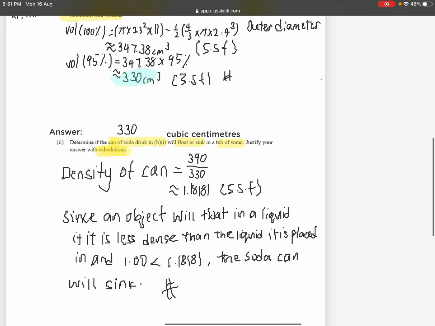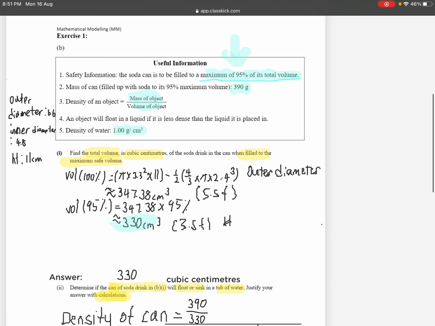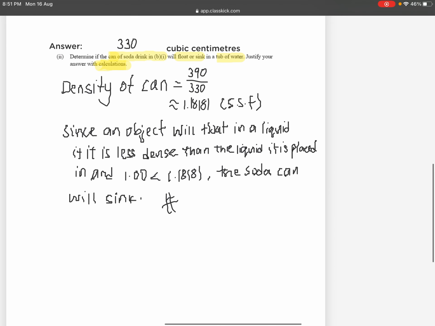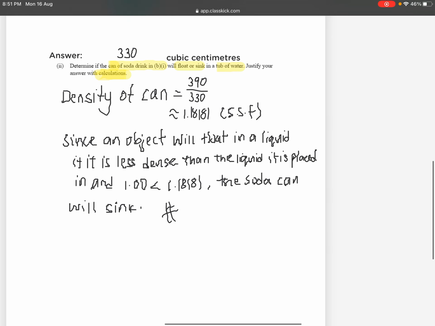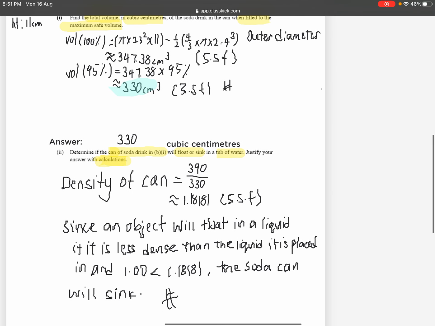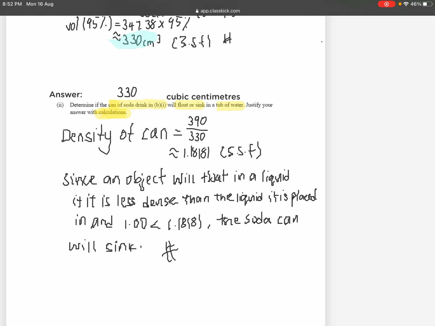So let's recall the density. It is mass over volume. So similarly, it is 390, since this is the mass of the can, divided by 330. This gives us 1.18181. This is to 6 significant figures.